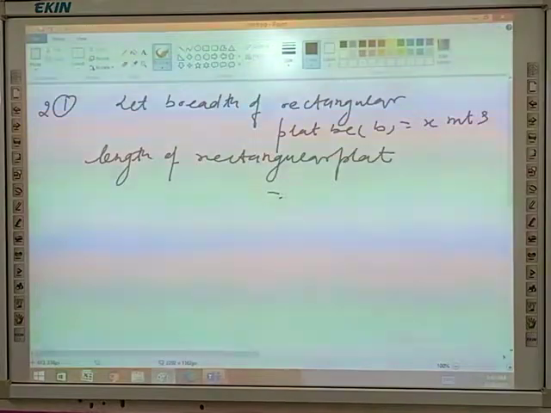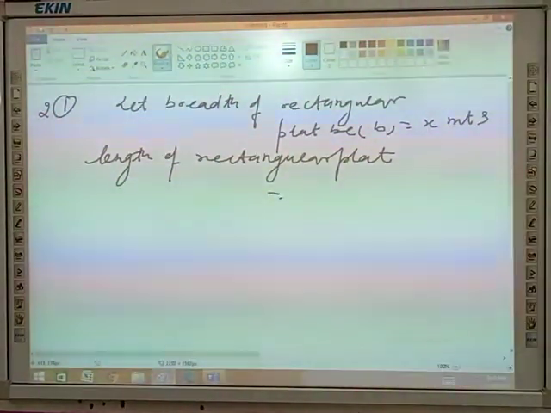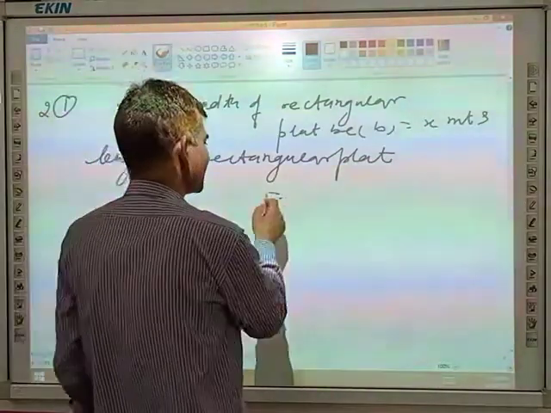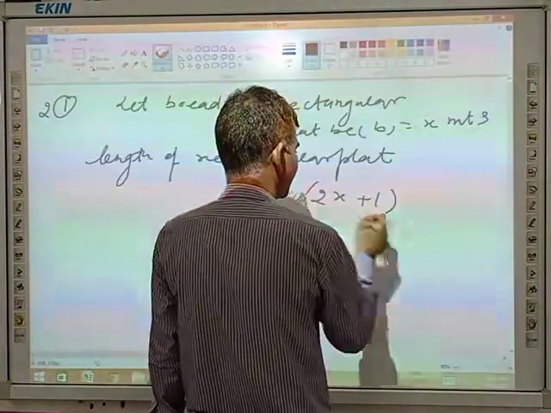Students, the length of the plot is one more than twice its breadth. Twice means two times, multiply by 2. Twice of x, plus 1. That is your length.